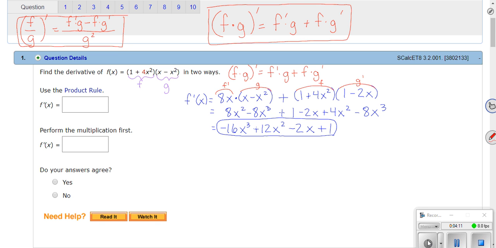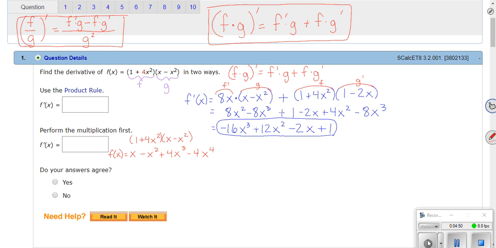Now, it says to perform the multiplication first on the second part, on the second box. So if I FOIL this out to start with, 1 plus 4x squared times x minus x squared, if I FOIL it first, outer, inner, last. Okay, so this is what f of x equals if I multiply it out first.